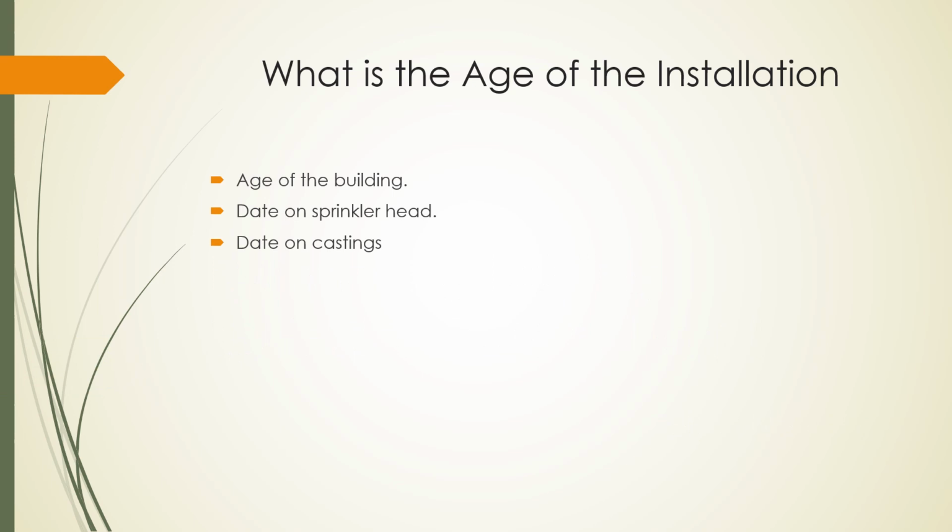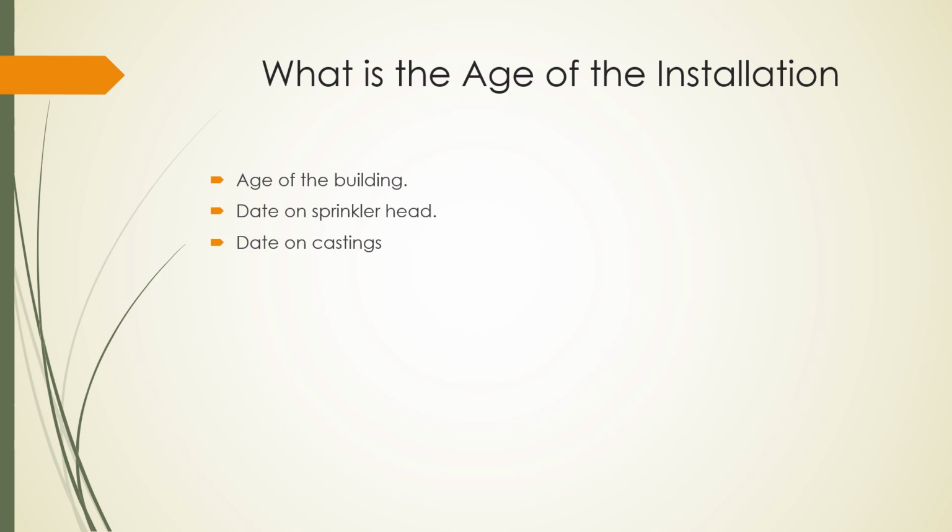So in the first video, what we did was learn how to sketch out a system, which is obviously critical to understanding what's up at the ceiling. Now, the second part of this is understanding the age of the installation. It's critical because only certain installations were in place at certain periods. So, for instance, there was no ESFR system in the 1930s. That didn't exist.